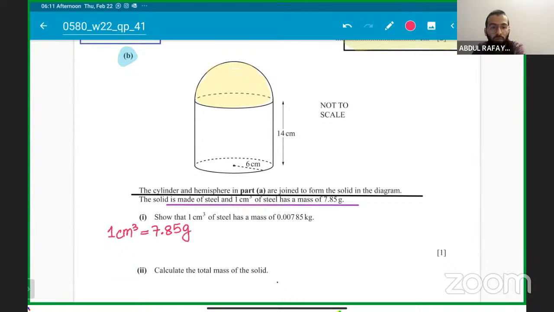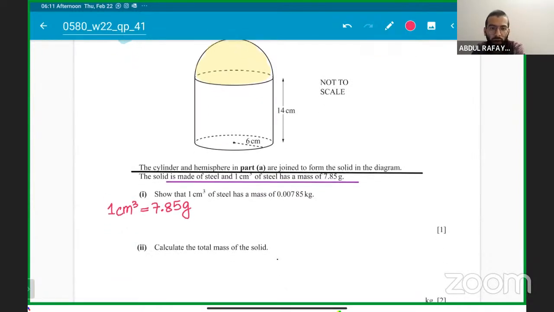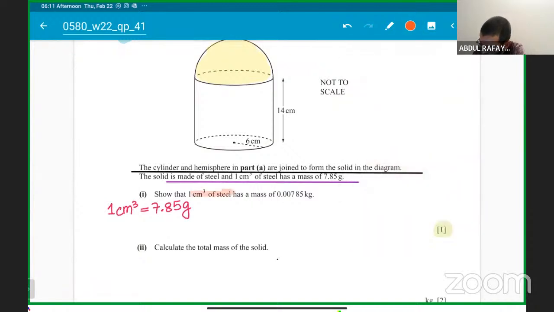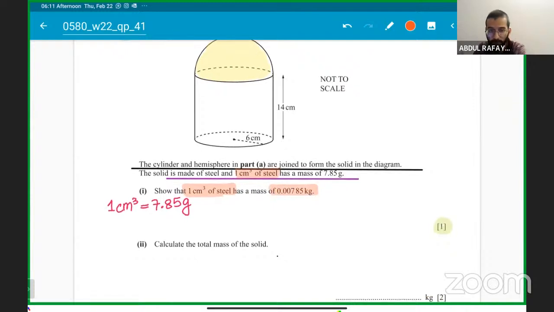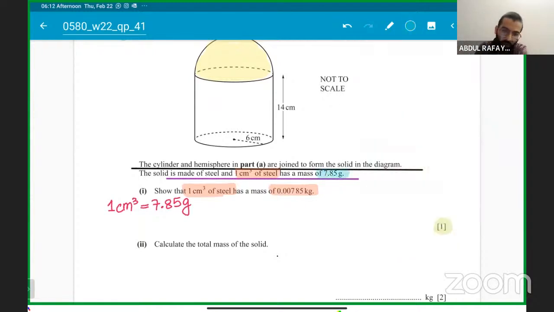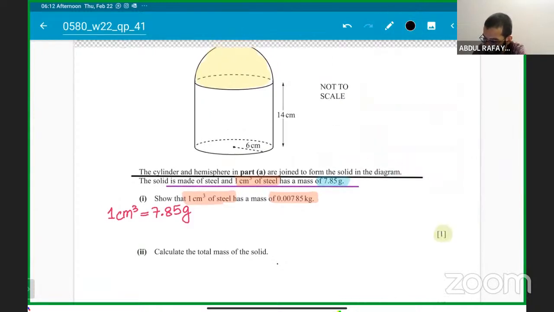Following? 1 centimeter cubed of steel has 7.85 grams, and for 1 mark they are telling us to show the same thing in kilograms. The examiner has given the data in grams, and we have to convert this into kilograms. Is everyone getting this clear?